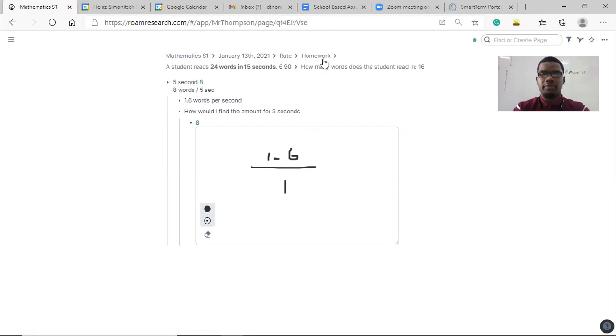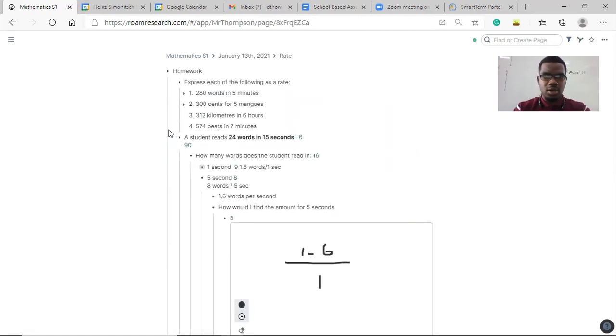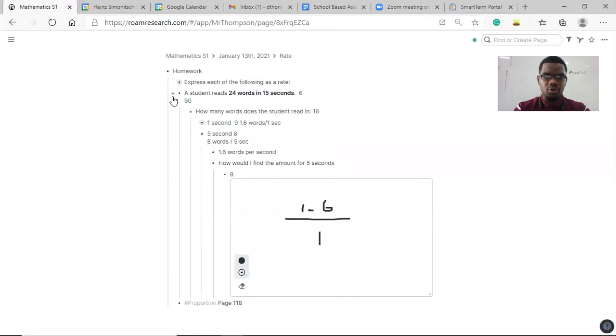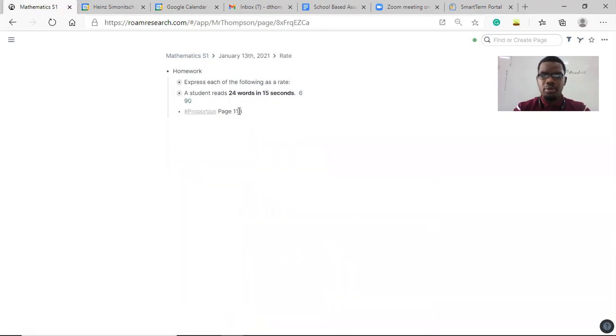But for today's class, let's cover up all the homework. There we go. I want to talk about proportion, which is on page 118. On page 118, it shows you 2 things, proportion and direct proportion.